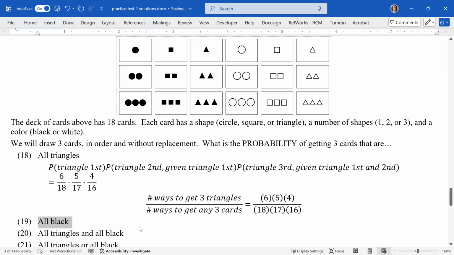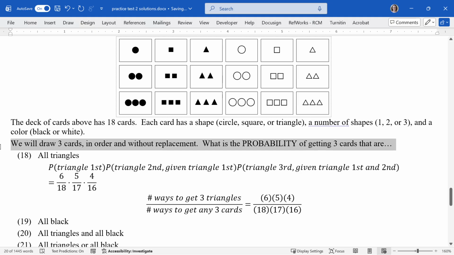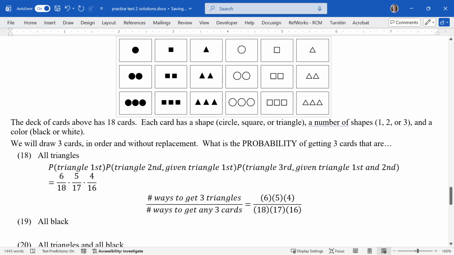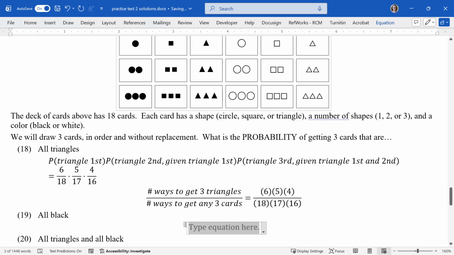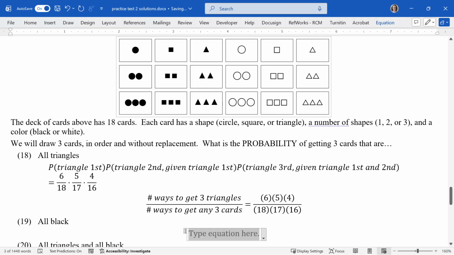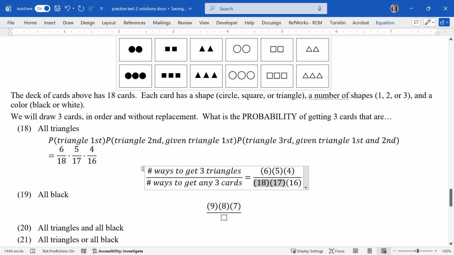Okay, number 19, all black. So we're still doing 3 cards in order without replacement. What is the probability of getting 3 cards that are all black? So whichever way you want to do it, there are 9 black cards. Maybe I'll do it the second way because I think we practiced that a little bit more in class. So the number of ways to get 3 black cards is, there's 9 ways to get your first black card, and then there will be 8 ways to get your second black card, and then there will be 7 options for your third black card. And then the denominator here is going to be the same as the last problem, any 3 cards.